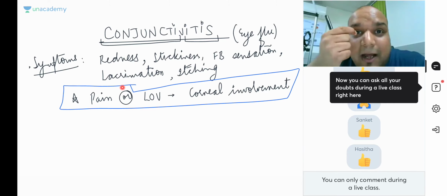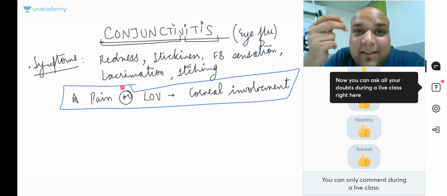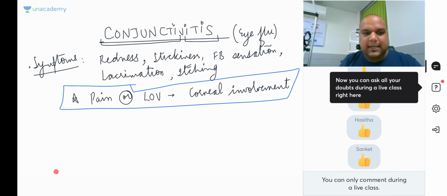Where does the light go from? Cornea. The light does not go from conjunctiva or from sclera. Pain, it will not have any pain here, everybody. Pain will be there when there is corneal involvement. This is just inflammation. Done. What are the signs, guys?